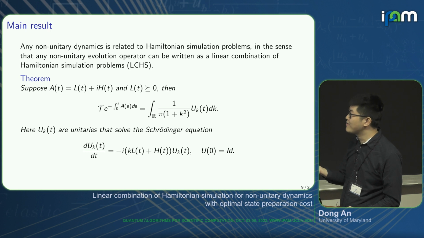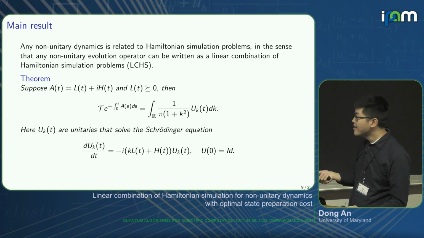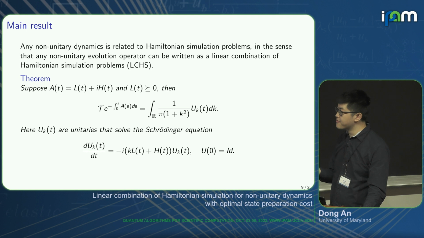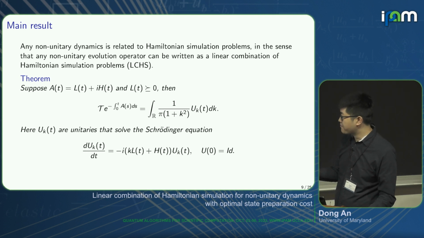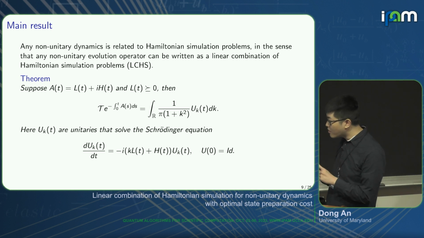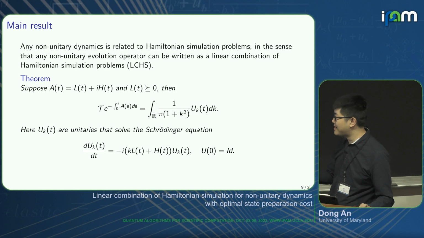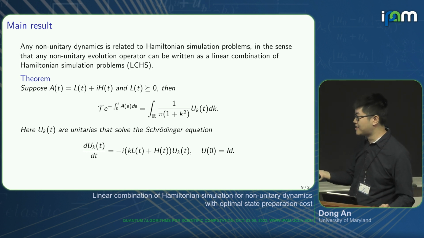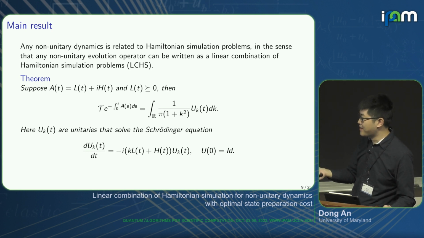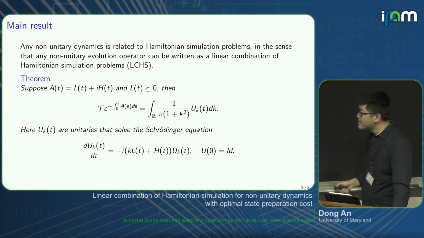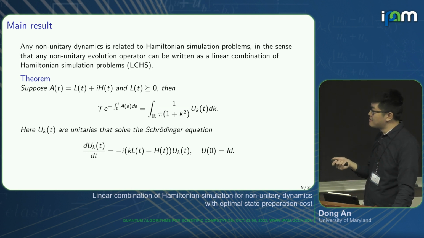It is an integral, and we have some kernel function 1 over 1 plus k squared, and some unitary operator U of k. Those unitary operators are defined through the Schrodinger equation, presented here in the last equation. The Hamiltonian we have is kL plus H, with an imaginary unit in front. Remember that L and H are both Hermitian matrices, and we multiply the Hermitian part L by a frequency term k, so the entire term is still a Hermitian matrix, and this equation is a Schrodinger equation.